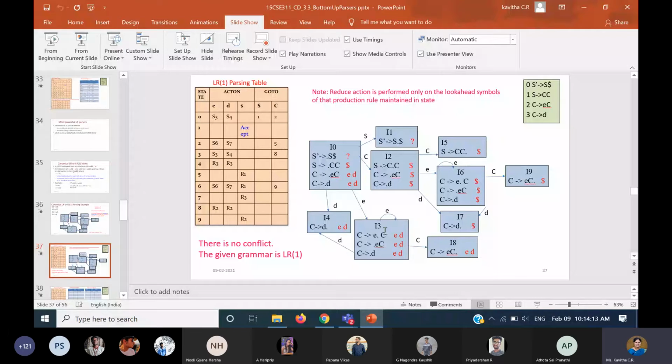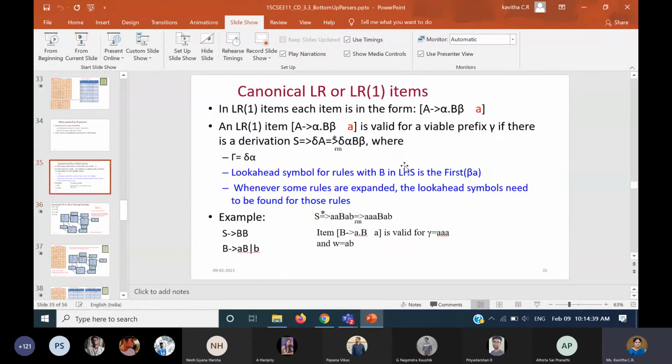Similarly in I3, what is happening after C? I have epsilon. And what look ahead symbols have I got? I have got E and D. So I am going to find first of E as well as first of D. That's why we have E and D here. It is not the first of your grammar. It is not like that. In this state, whatever you have, you find the first of that substring. That is what I told in my discussion also.